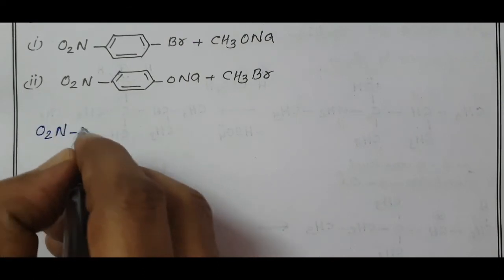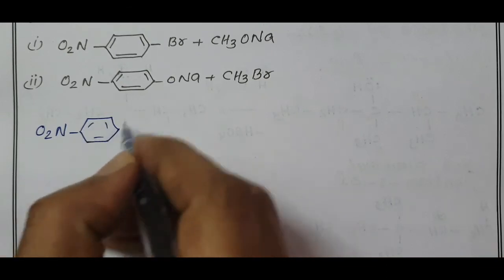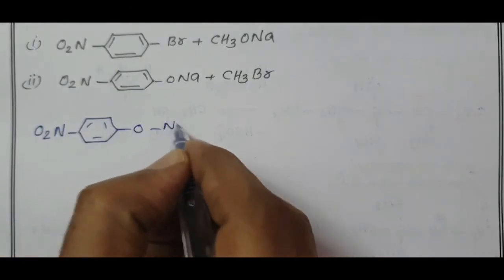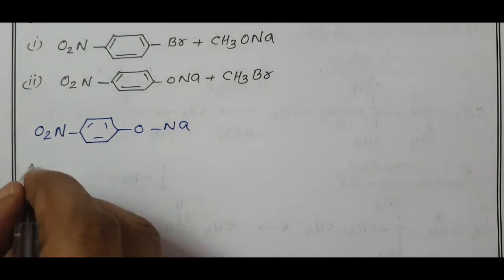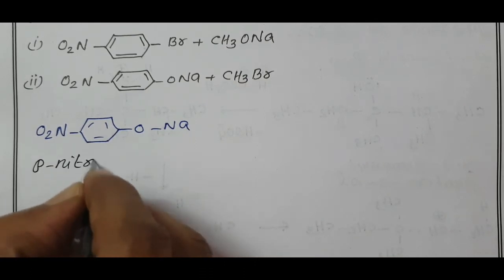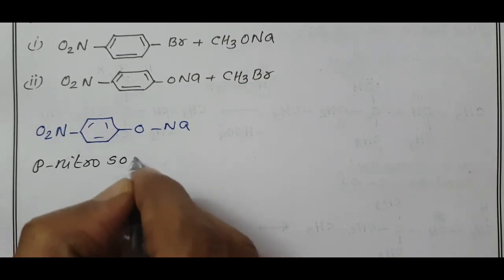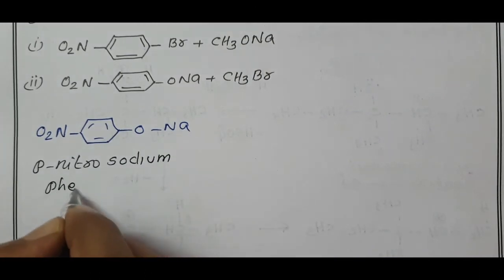O2N, nothing but NO2, benzene ring, ONa. In the para carbon, we have one NO2. Therefore, para-nitro sodium phenoxide. Sodium phenoxide.